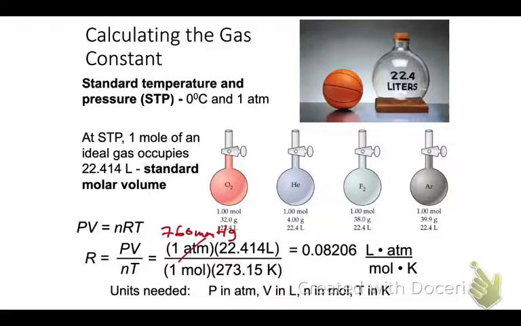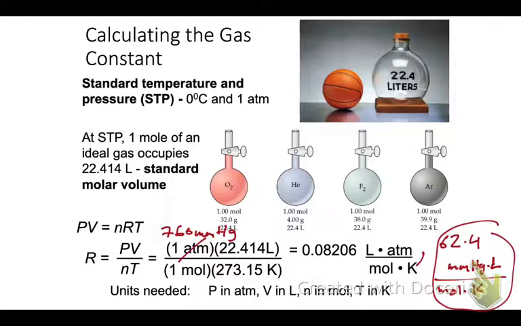In this case, it's 0.08206, and then I'm going to multiply this by 760 because everything else remained the same. So this is another value for R, which is 62.4, and the units for this one, I'm going to put the units here, are millimeter mercury liter over mole Kelvin. So the question is, when am I going to use this one versus this one?